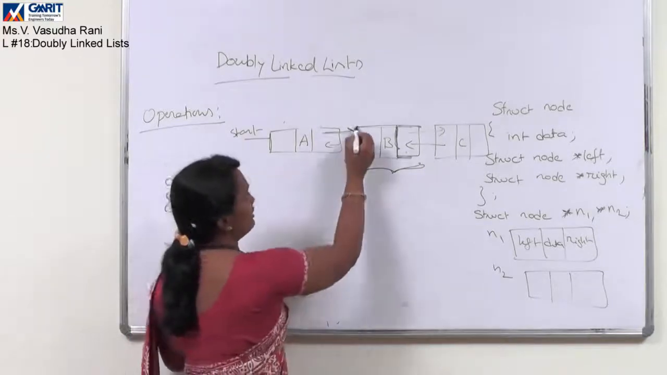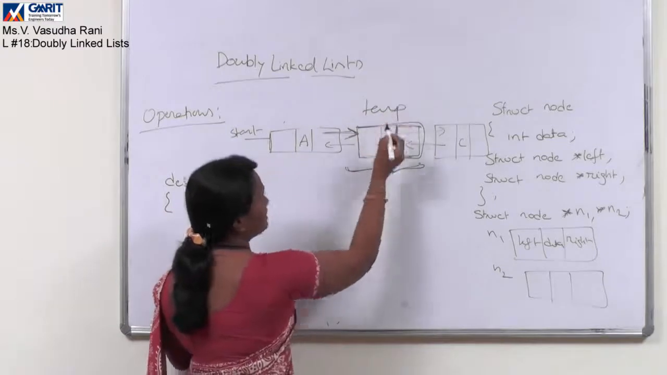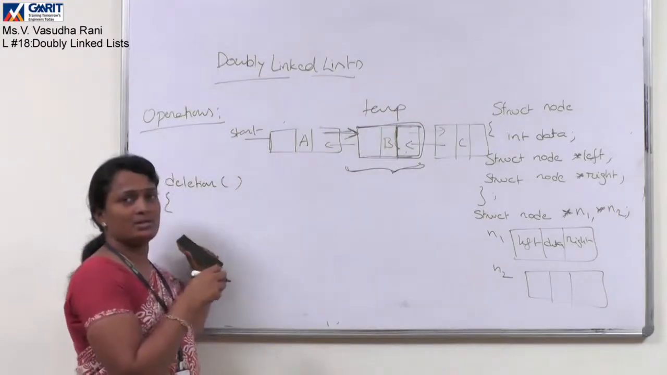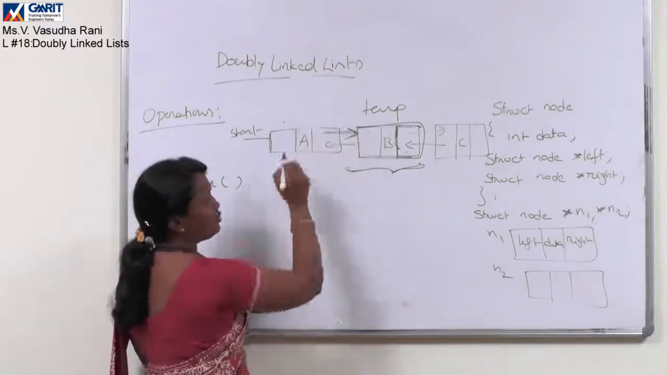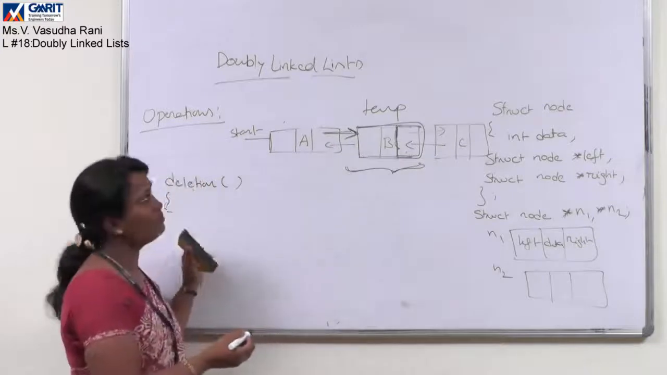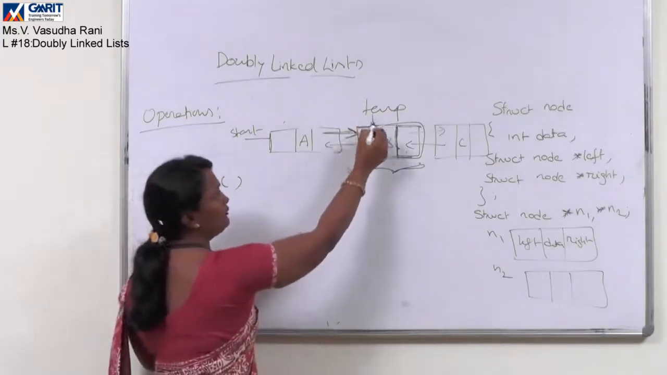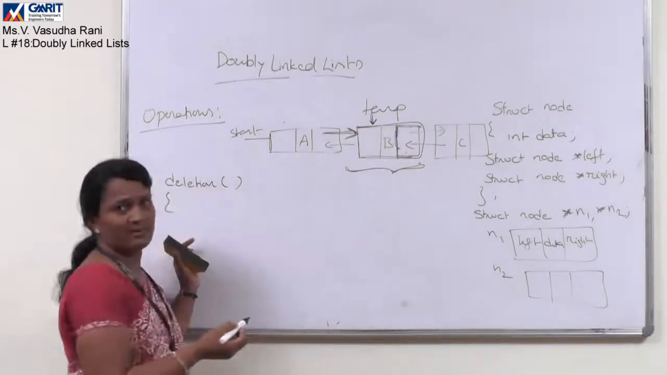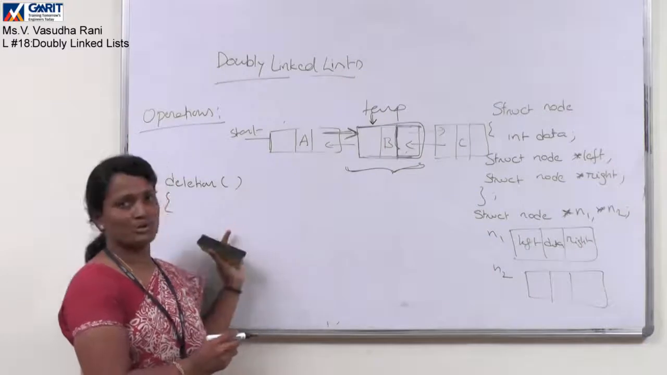That is, the node to be deleted is this. If this is identified as temp, in the earlier situations with single linked list and circular linked list, the previous node for that node also we need to have so that we can update the pointers. But with doubly linked list, that is not required. The node to be deleted, if you can refer to that with a pointer, deletion is possible.